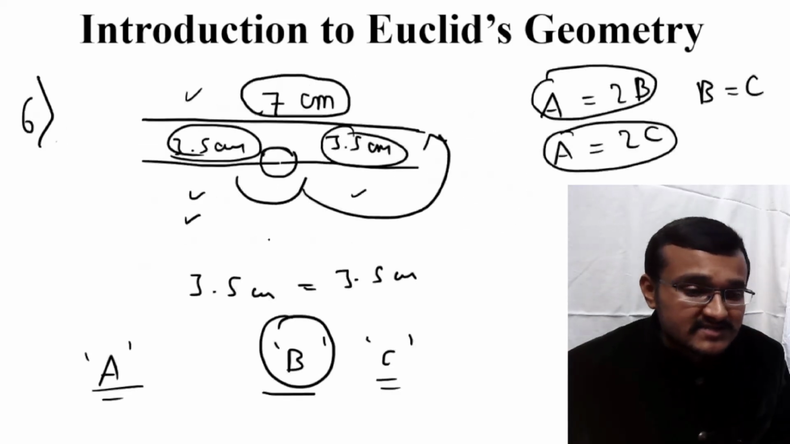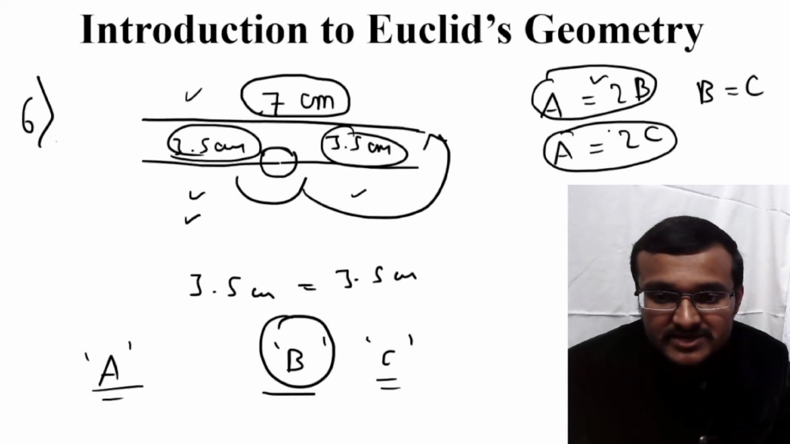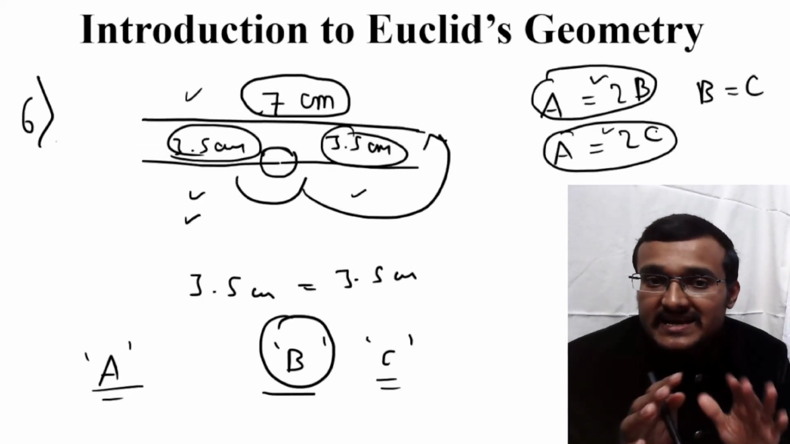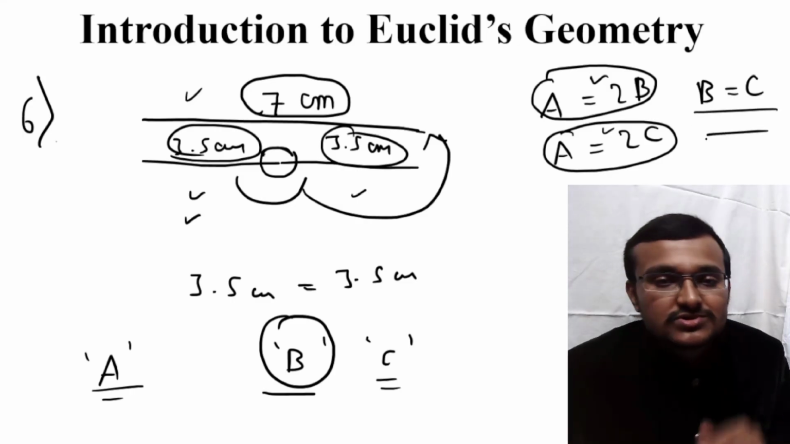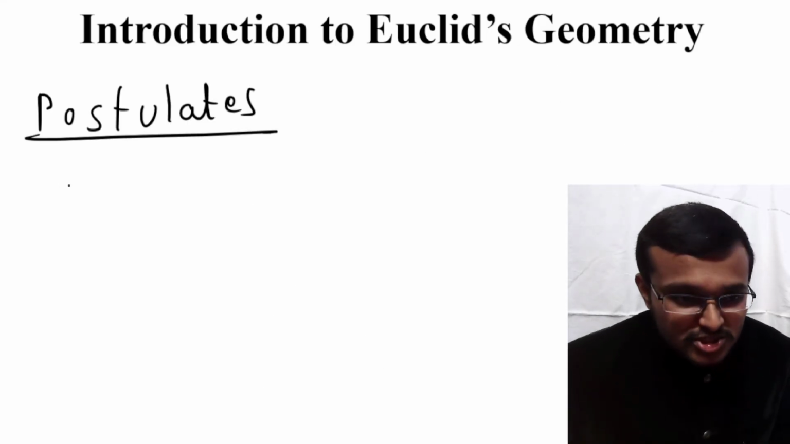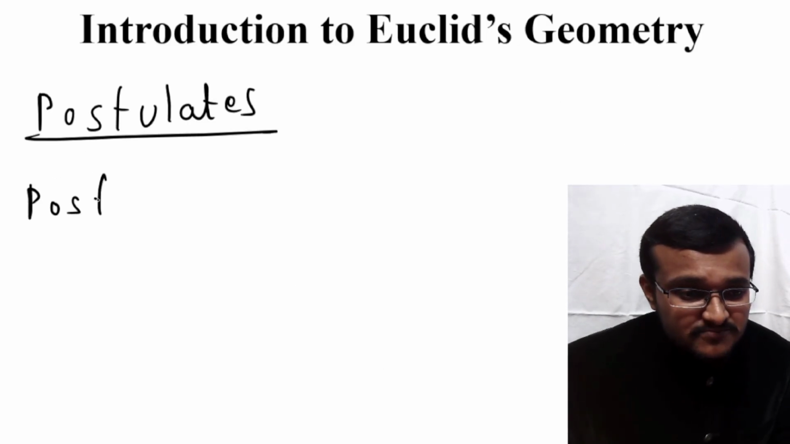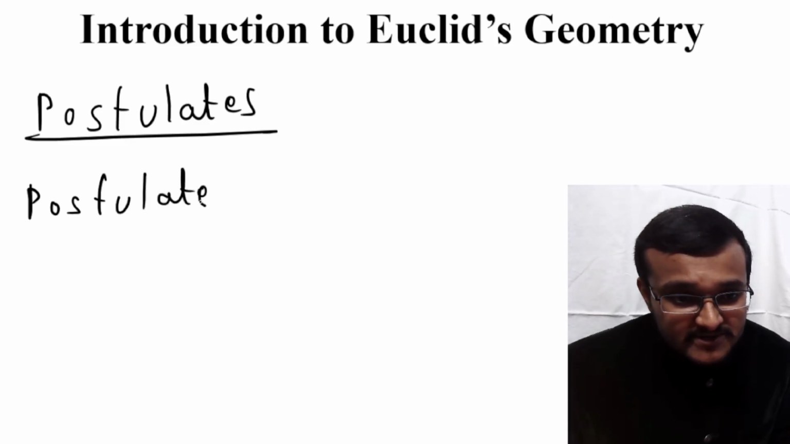In the sixth axiom, A is twice B and A is twice C. This can happen only when B is equal to C. So now we will look into the postulates. We'll look into the first postulate in this particular chapter.